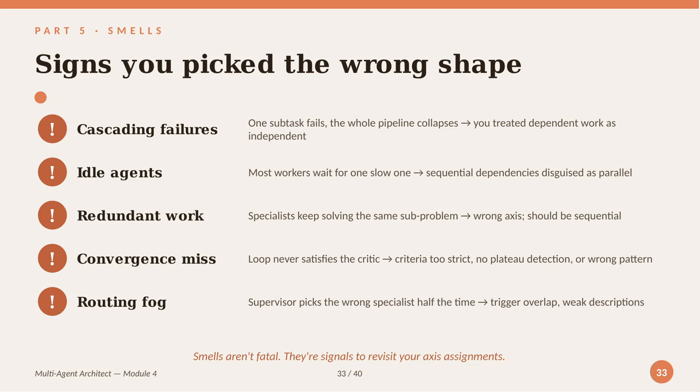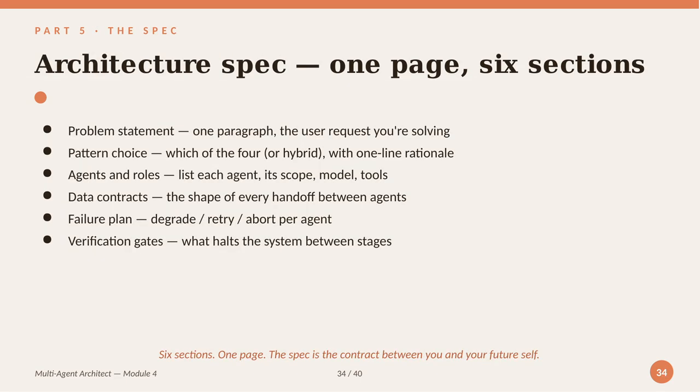Routing fog. The supervisor picks the wrong specialist half the time. That's almost always trigger overlap or weak descriptions. Tighten the trigger phrasings, make them disjoint. Routing accuracy will jump. Smells aren't fatal. They're signals to revisit your axis assignments. When something feels wrong, run back through the 3-axis matrix. You'll usually find the wrong axis call you made on the first pass.